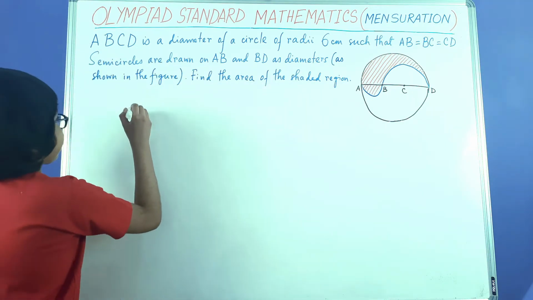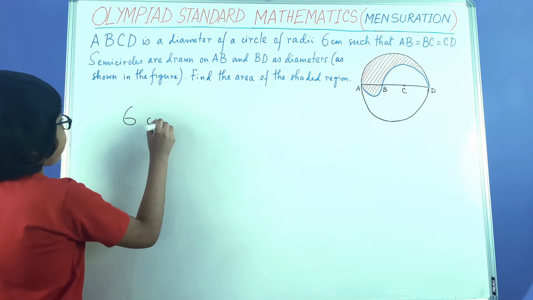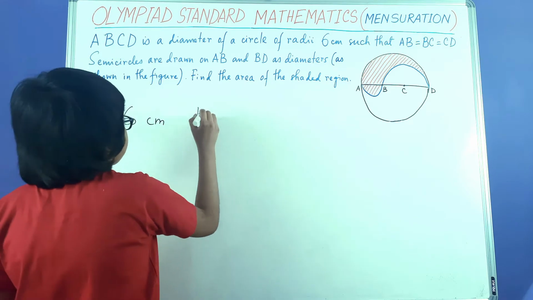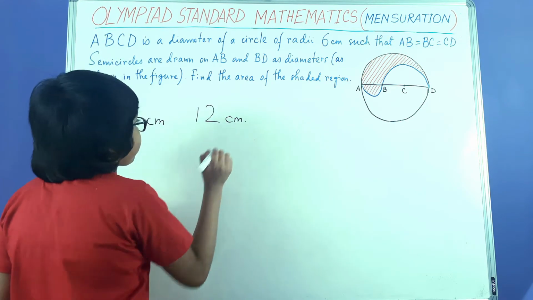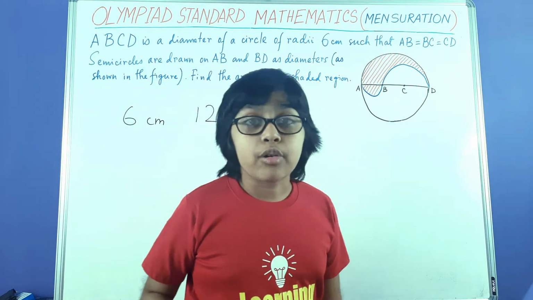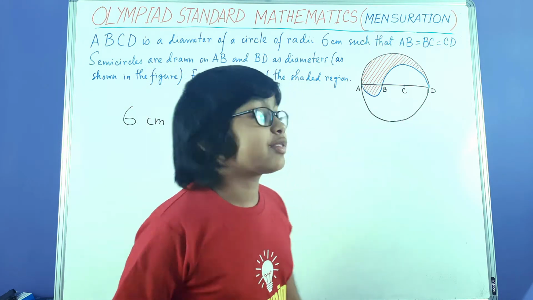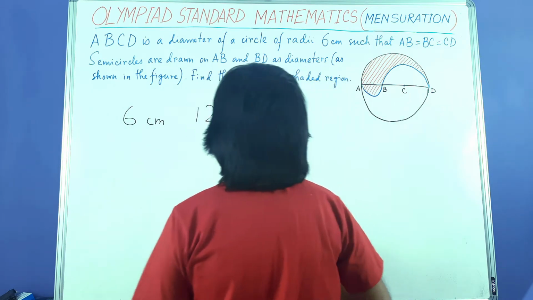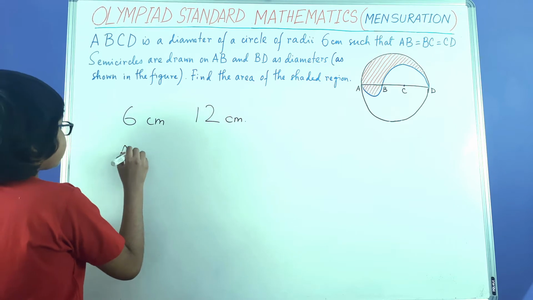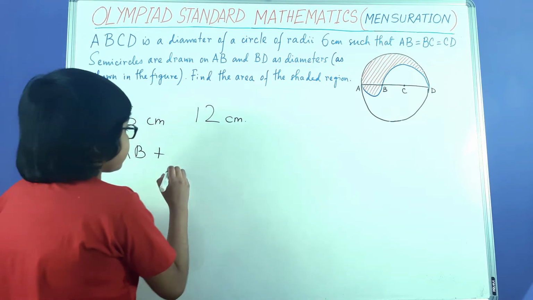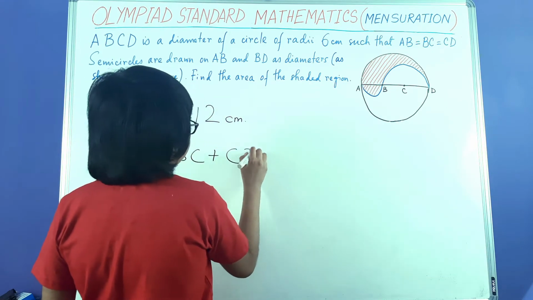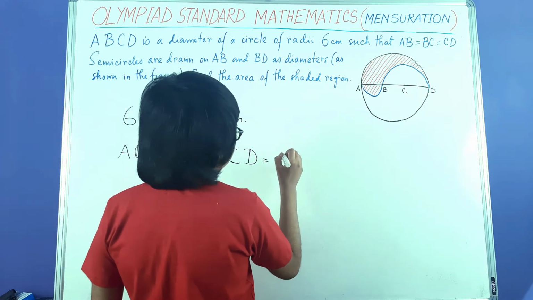Here the radius is given as 6 centimeters, so the diameter is obviously 2 times that, so it is 12 centimeters. Now we got the diameter of the big circle. According to that, we need to get the length of each of the three divisions of this diameter. Let's make an equation: AB plus BC plus CD equals 12.